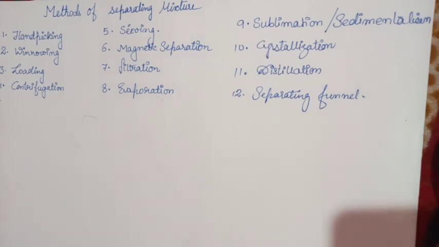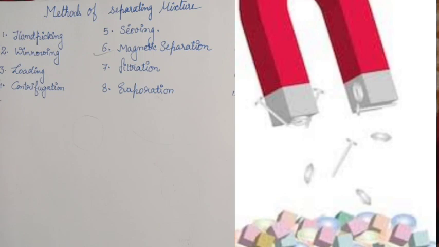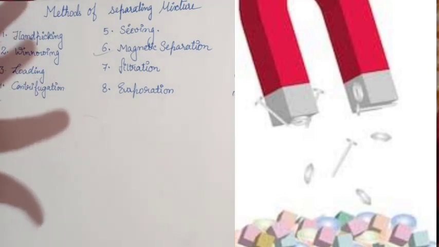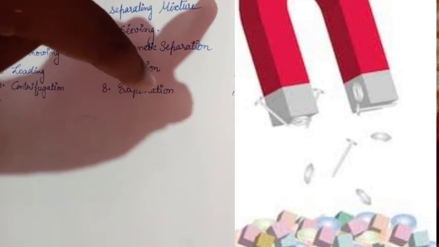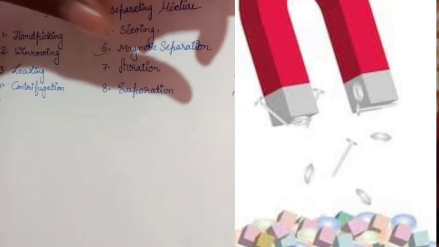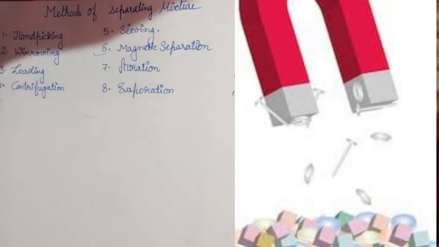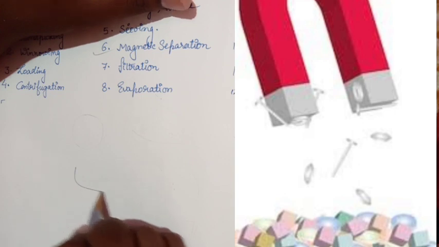Now, magnetic separation. What is a magnetic separation? Magnetic separation is the separation of a mixture which has a magnetic substance and a non-magnetic substance. So what happens here?